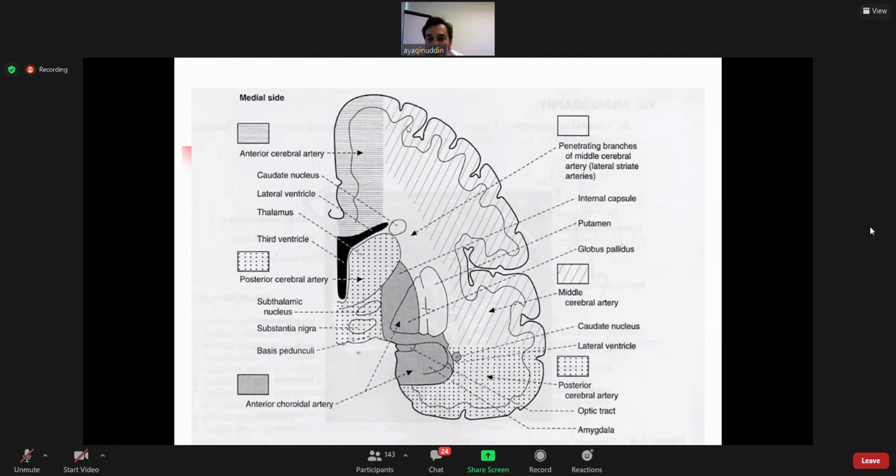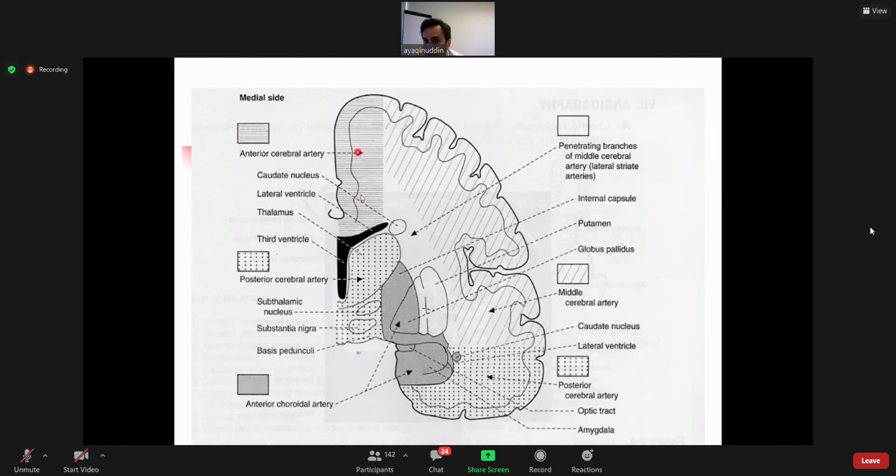Okay. So you see, let me spotlight. This is the area of the anterior cerebral. And this is the area of the middle cerebral. And this white area which you are seeing is the area for the penetrating branches of the middle cerebral. This is the basal ganglia, this is the head of caudate. So this is the anterior limb. You are seeing that this is supplied by penetrating branches of the middle cerebral, which are the lateral striate arteries. Now, the posterior part of the posterior limb of the internal capsule is supplied by the anterior choroidal artery.